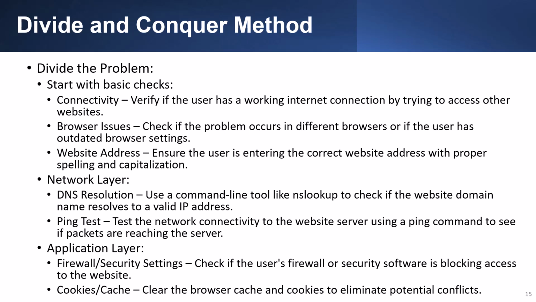For the network layer, DNS resolution uses command line tools like NSLOOKUP to check if the website domain name resolves to a valid IP address. The ping test will test the network connectivity to the website server using a ping command to see if packets are reaching the server. For the application layer, firewall security settings will check if the user's firewall or security software is blocking access to the website. Cookies and cache will clear the browser cache and cookies to eliminate potential conflicts.